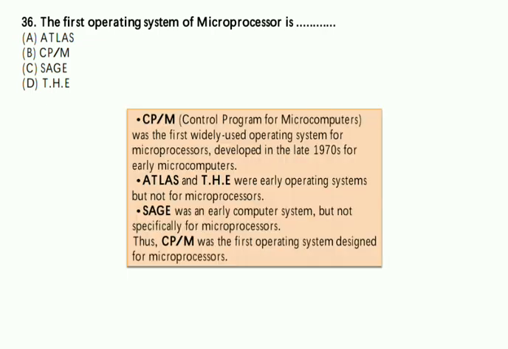Next one. CPM means Control Program for Microcomputers. It was the first widely used OS for microprocessors, developed in the late 1970s for early microcomputers. Atlas and THE were early OS but not for microprocessors. Sage was an early computer system but not specifically for a microprocessor. So CPM is the first OS for a microprocessor.